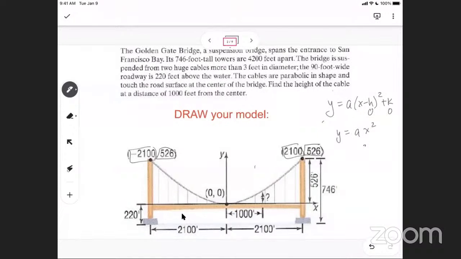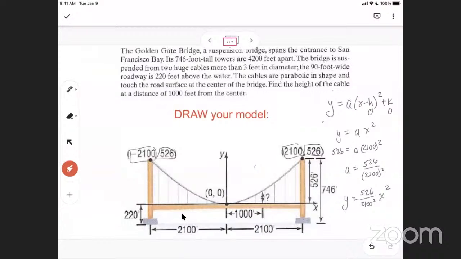So let's take this point, 2,100 squared, a equals 526, that's your y, and then just solve it. So a equals 526 divided by 2,100 squared. You don't even really need to clean that up at all. You can literally just leave it like that. Y equals 526 over 2,100 squared times x squared. So now the question is, first of all, do you understand how I came up with that equation?